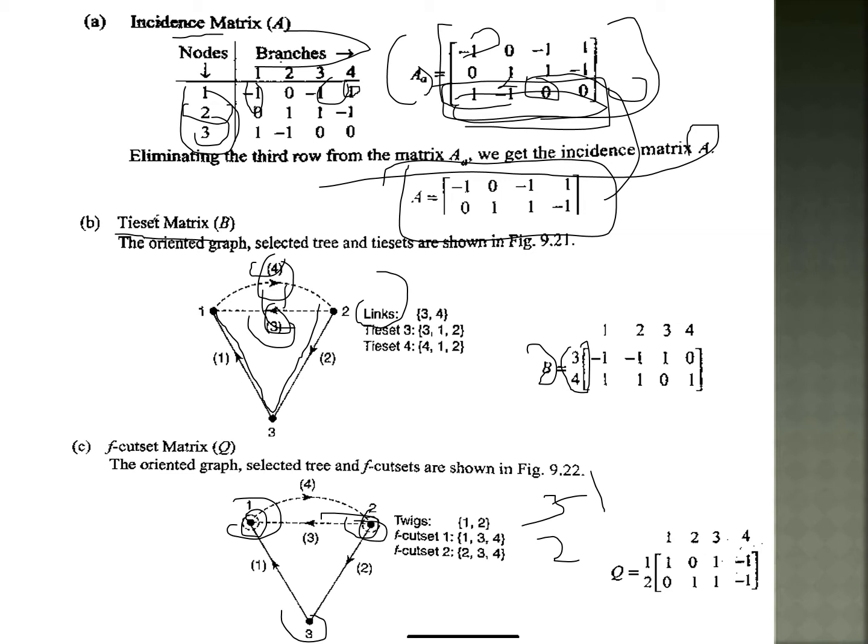Next, the cut-set matrix. Here 3 links are there, 3 nodes are there. For 3 nodes, 3 minus 1 is the number of cut sets, that is 2. Two cut sets are there. First representing the one side and two side. Now 1, 2 with 1, 2, 3, 4 branches. The order of the matrix is 1, 0, 1, minus 1, 0, 1, 1, minus 1. So this is the way of calculating the incident matrix, tie-set matrix, and cut-set matrix.